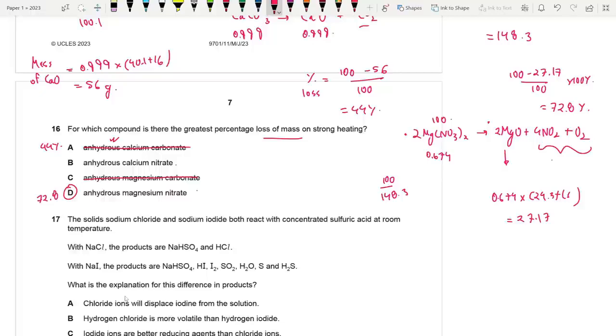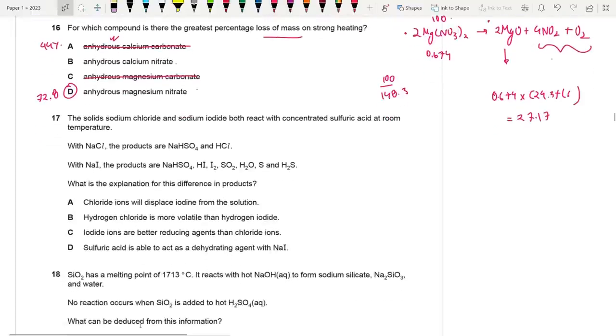72.8%. I won't bother doing it because the mark scheme answer is D. Typically, the trial and error answers are usually D. Usually, you can try doing it for B and check, but it won't be as high as 72.8. Okay, let's move on to 17.